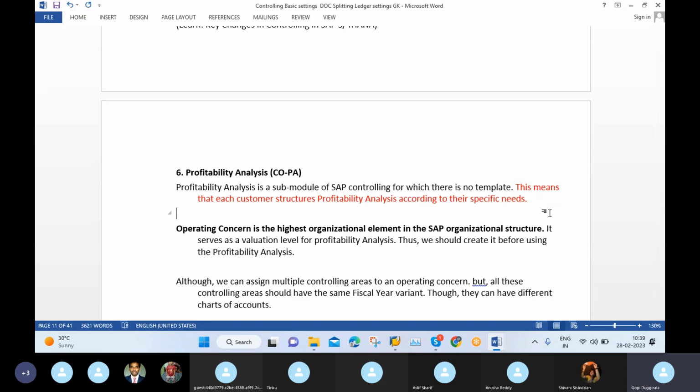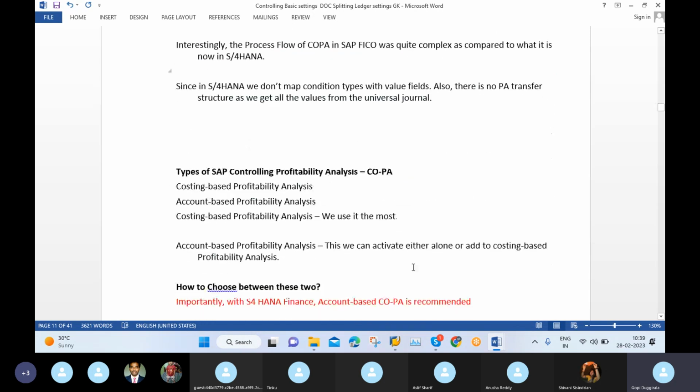Those are all things that will be handled in the COPA module, controlling profitability analysis. This is also a very huge module. Okay, we don't want to learn COPA in detail. That's not possible. We should just know what is what. That's it. What is product costing, what is COPA, what is cost element, what is cost center, and what are internal orders. Okay.